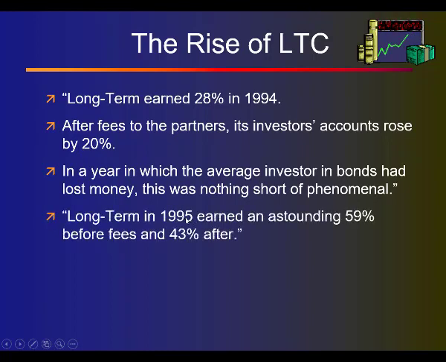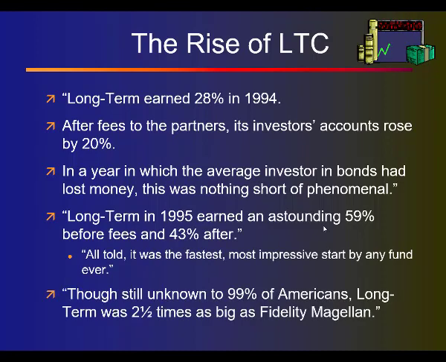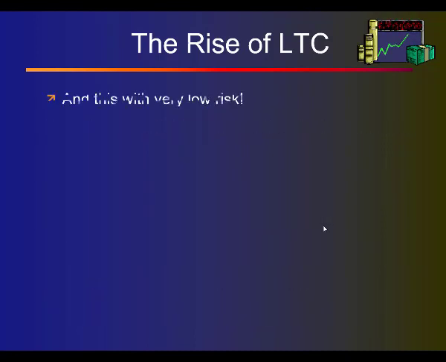In 95, they made 59%. Now, bond markets were up because interest rates dropped back down in 95. Bond markets were up 15-20%. So it was a good year, but Long-Term Capital Management was up 59%, and their investors made 43%. Incredible start. So no one knew about them in 1995, and yet they were already 2.5 times bigger than the Fidelity Magellan Fund, which is the most recognized mutual fund at the time.